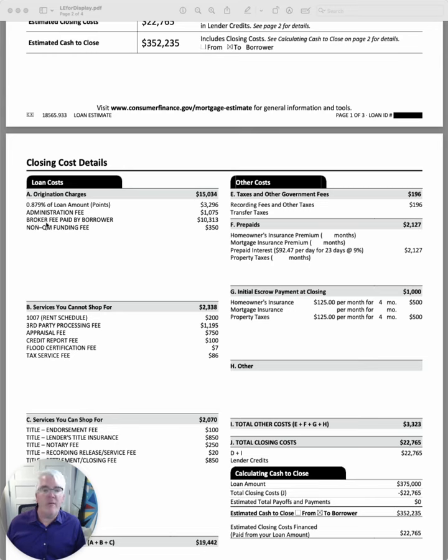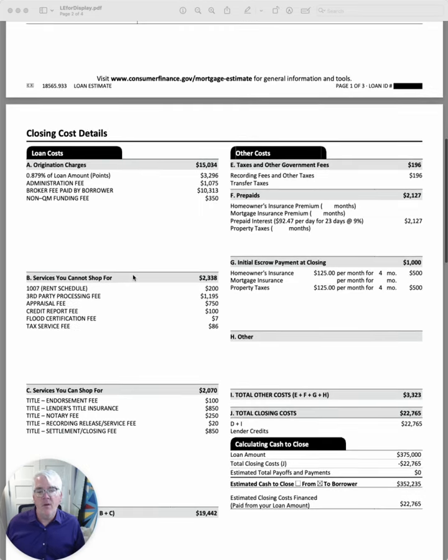If you're working with a large retail lender, you won't see this number there. That is hidden in the back end fees. And then there's a non-QM funding fee of $350. Again, that's specific because this is a non-qualified mortgage.